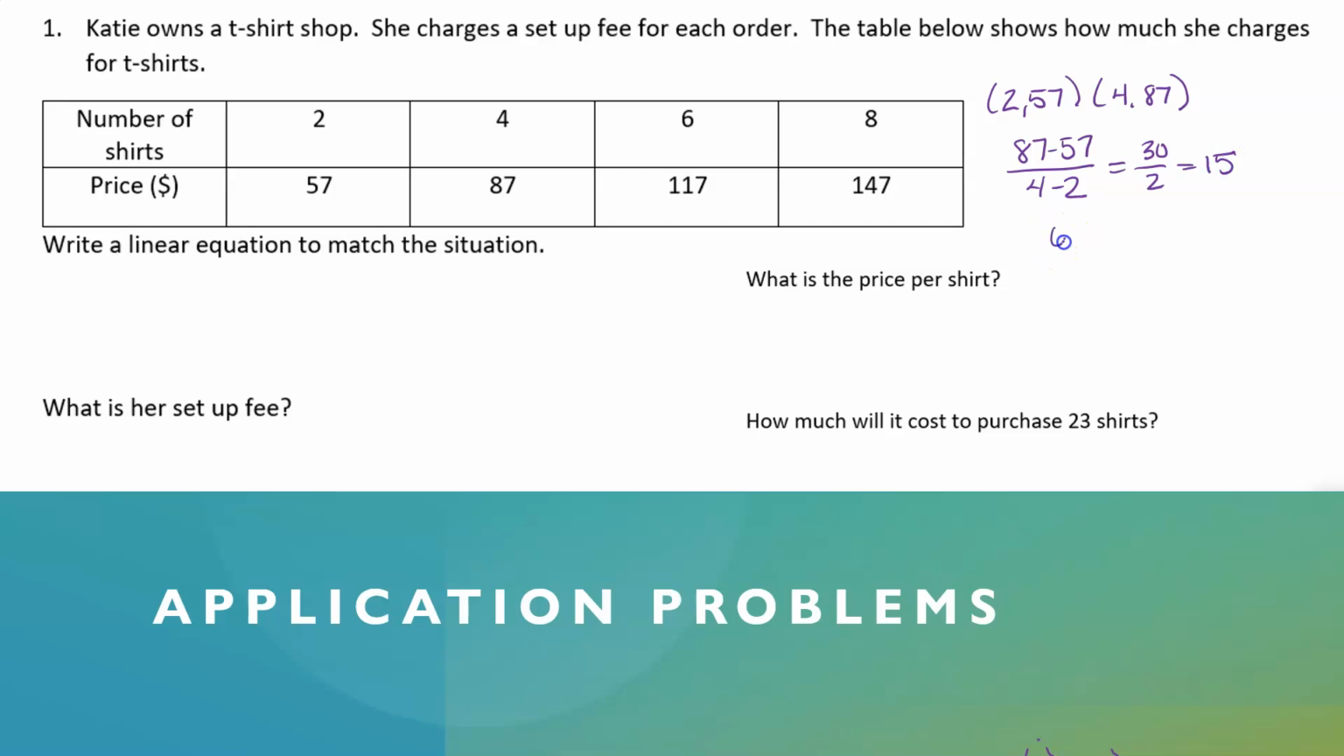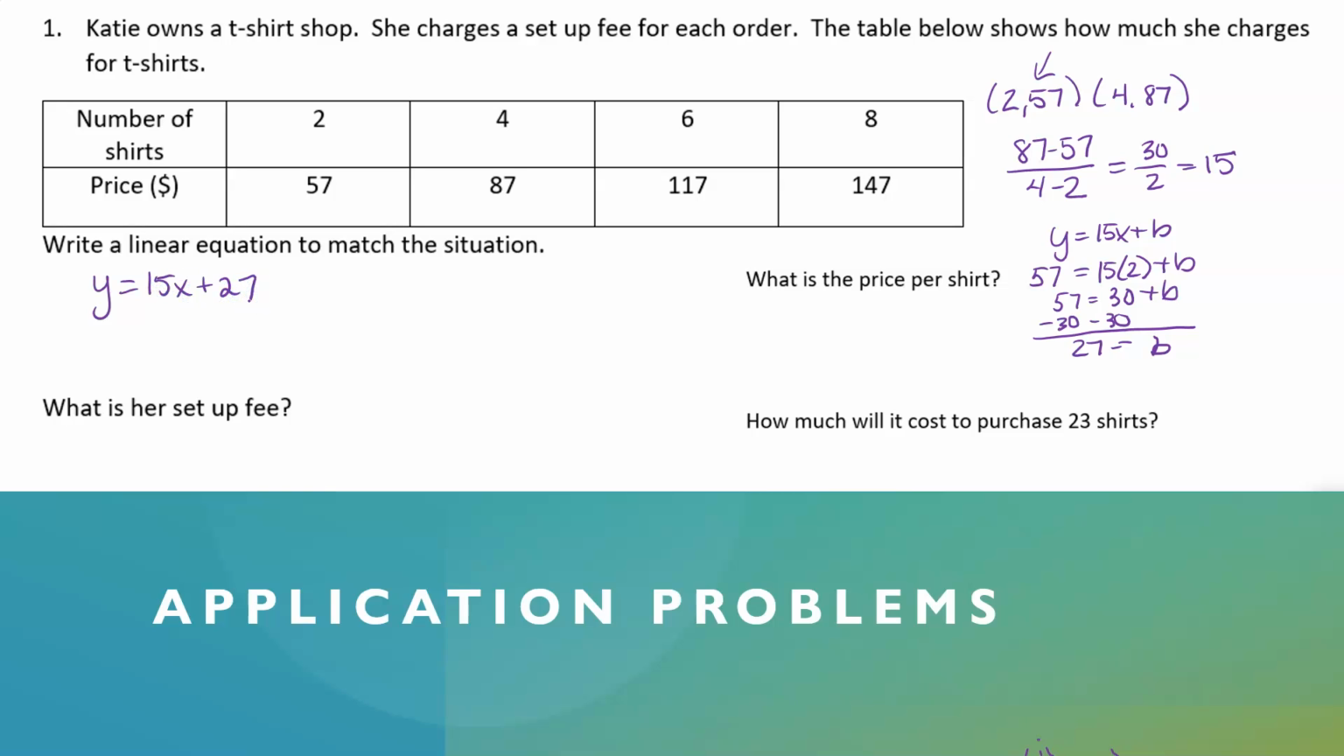Now you can plug that 15 into the equation and pick one of the values. I'm going to take this one. I'm going to put 57 in for y and 2 in for x to get my b. So I have 57 equals 30 plus b. I'm going to subtract 30, so b is 27. So here's my equation: y equals 15x plus 27.